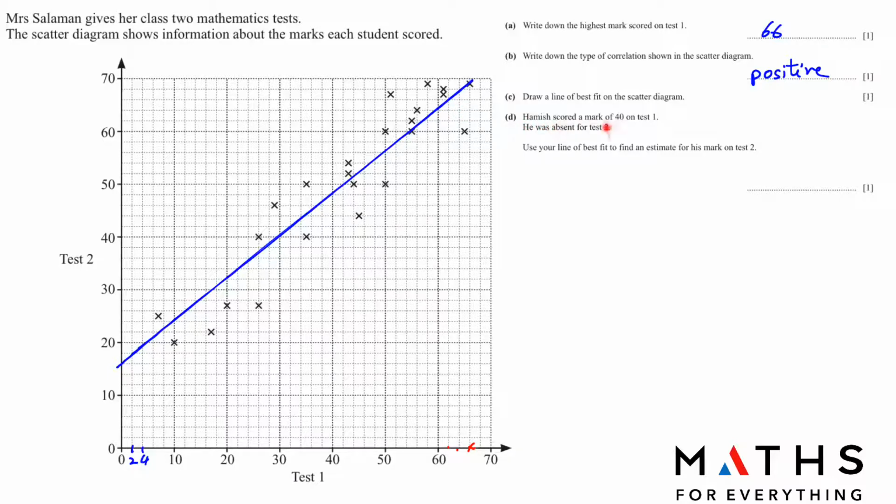D. Hamish scored a mark of 40 on test 1. He was absent for test 2. Use your line of best fit to find an estimate for his mark on test 2. We just go up and we go like this. So it's this point here. That is 48. If you got your answer between 46 to 50, that will be accepted.